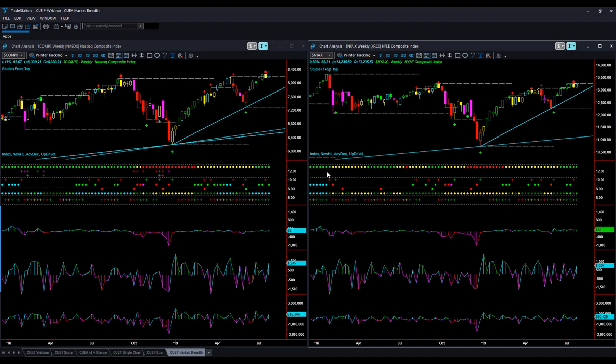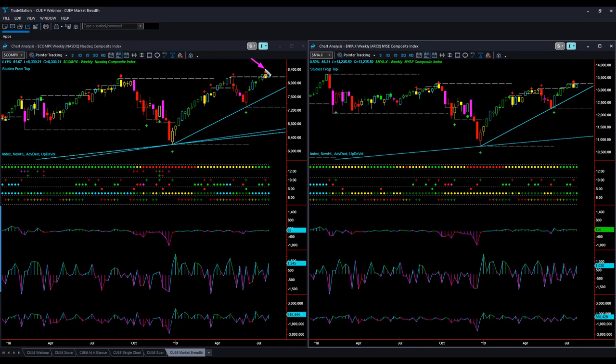From commodities analysis, we move on to market breadth analysis. I'm studying market breadth using NASDAQ composite index and NYSE composite index, both using weekly charts. Along with three pairs of internals, new high low, advance decline and up down volume.